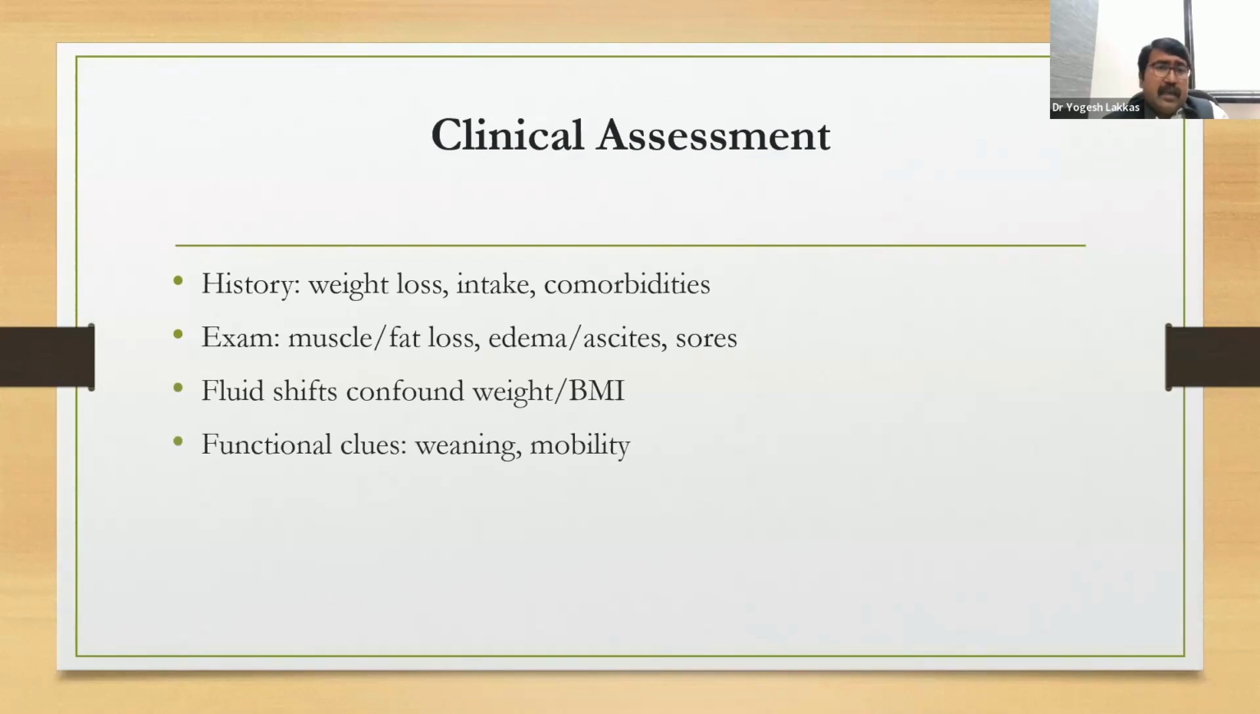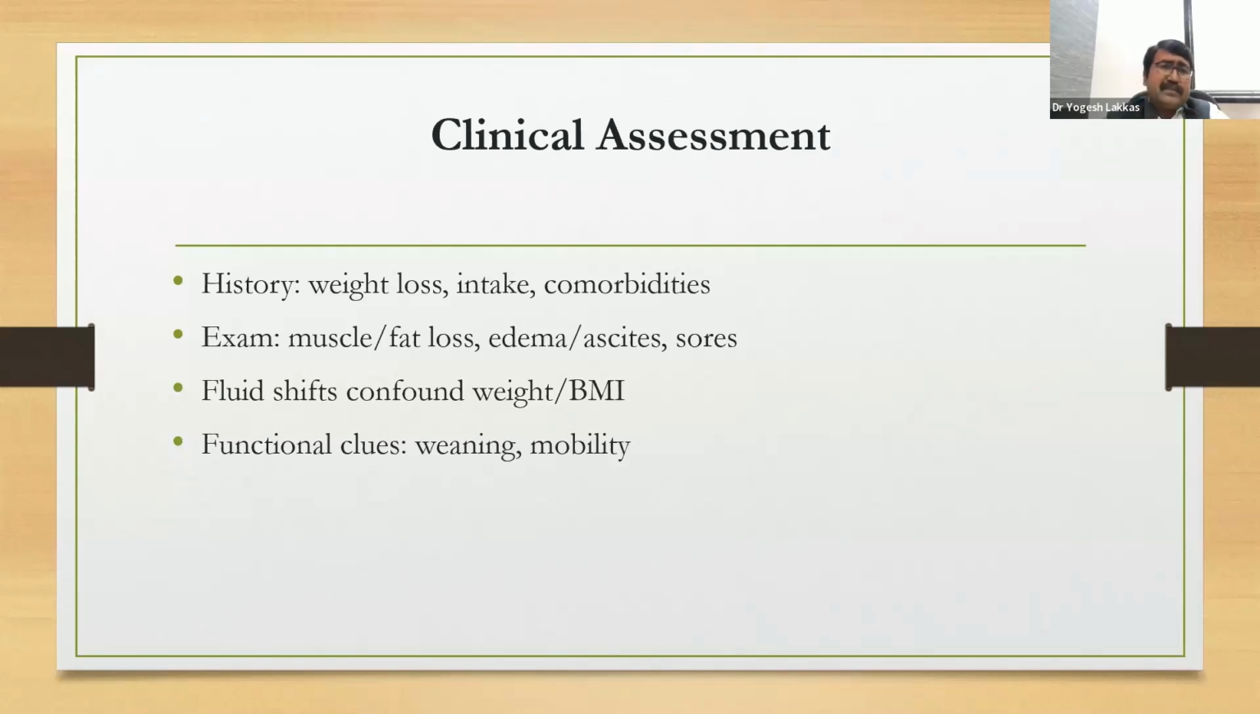Clinical assessment, we have seen that clinical assessment is a very important part. History is again very important. Weight loss, then intake, number of comorbidities that you have to assess, and what will be the outcome of the patient, that you can judge from the clinical assessment. Then examine muscle and fat loss, sarcopenia, that you can examine. Edema, ascites, sores, again that will be the indication of malnutrition.